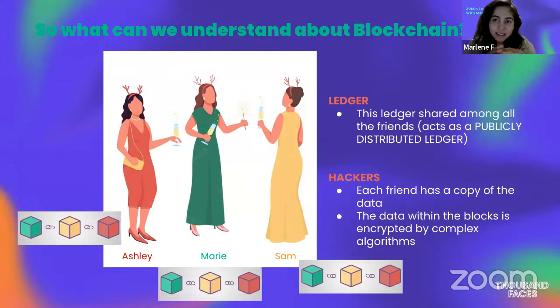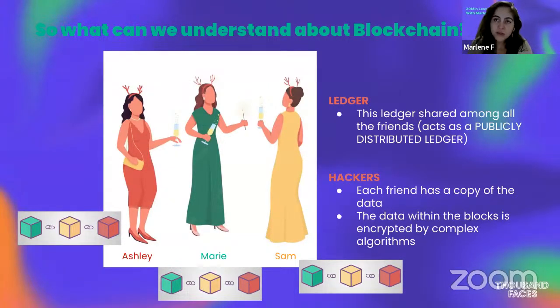So this is called the decentralized. In the decentralized system, each user, each friend, has a copy of the ledger of the transaction. Because they were done at the same time to the same wallet, Ashley has a copy of the ledger, Mary has a copy, and Sam has a copy. So this ledger is shared, and the proper name for this is a publicly distributed ledger. That's why each one of them has a copy.